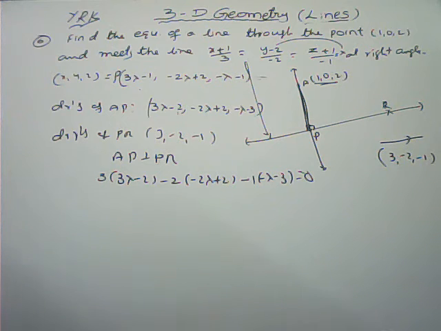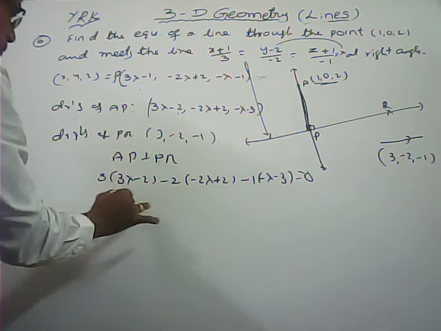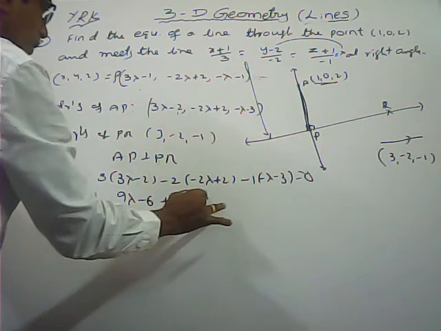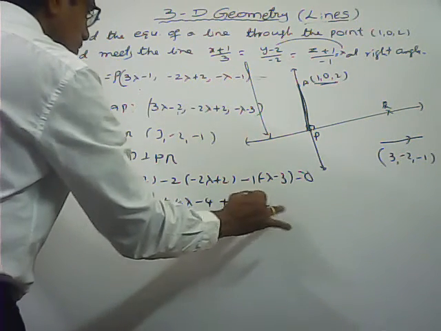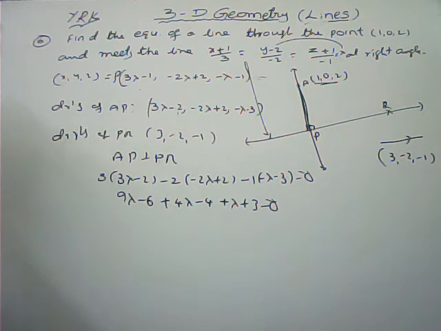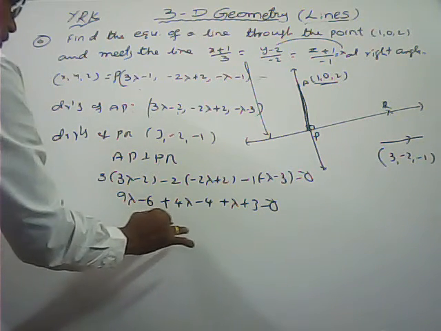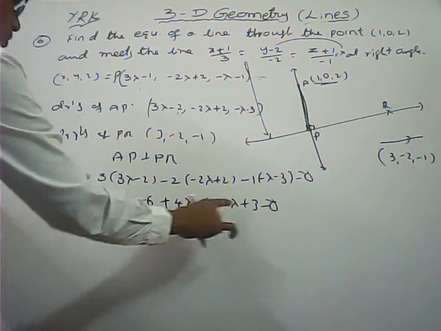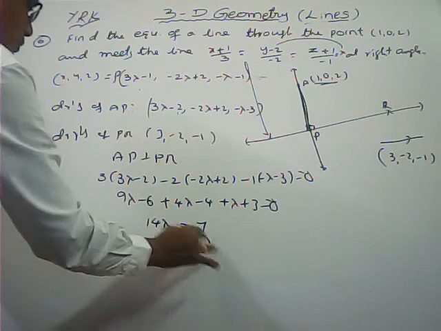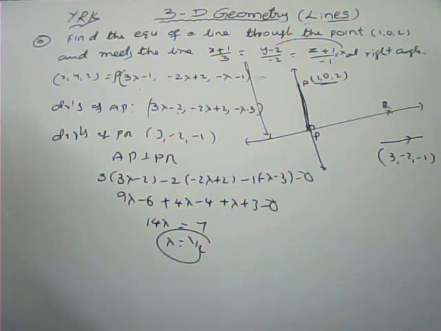By simplifying that, here we can get the lambda value. How much do we get for lambda? 9 lambda minus 6 plus 4 lambda minus 4 plus lambda plus 3, that is equal to 0. 9 plus 4, 13, plus 1, 14. 14 lambda is equal to 7. Lambda is equal to 1 by 2. Put the lambda value in this, then we can get the coordinates of P.